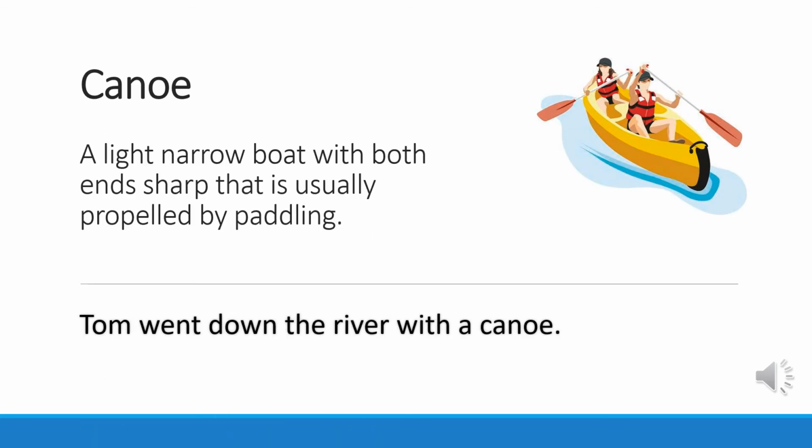Our next word is canoe. A canoe is a light, narrow boat with both ends sharp that is usually propelled by paddling, just like you can see on the picture on the right hand side. So a sentence for the word canoe would be, Tom went down the river with a canoe.